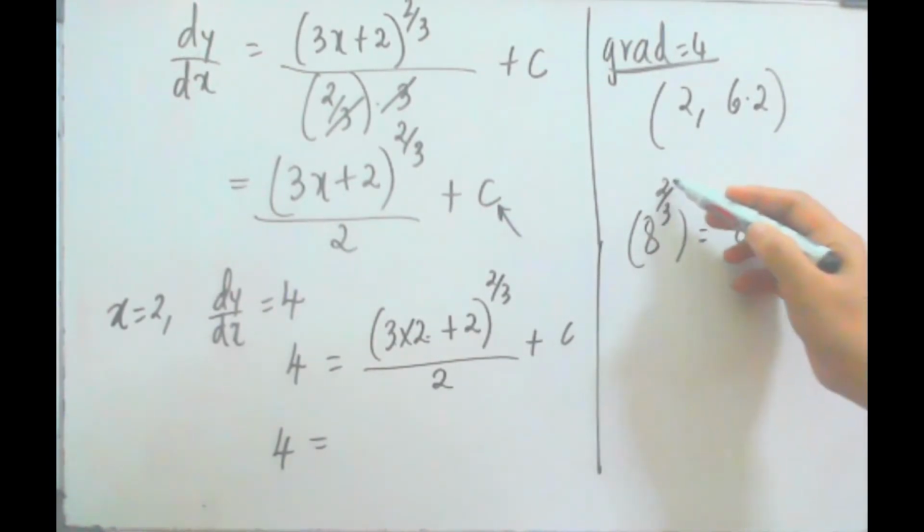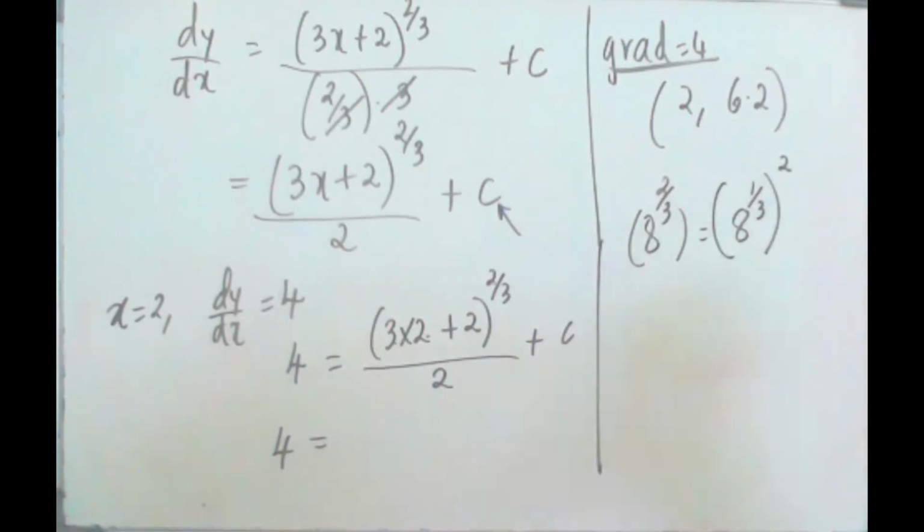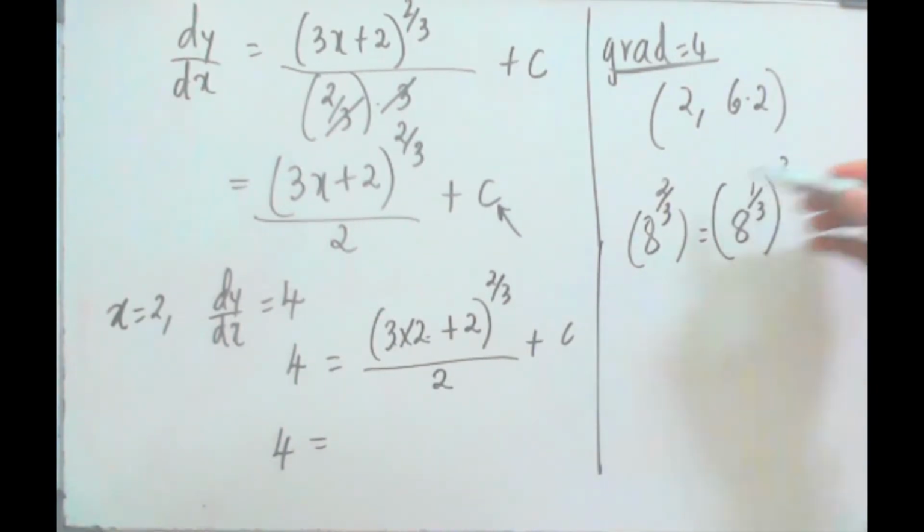So this power 2 over 3, I will split it as 1 over 3 whole, multiplied, whole to the power 2. We have seen in the previous example how to handle indices like this. A power m whole power n is always a power mn, so mn I can always split as m and n.